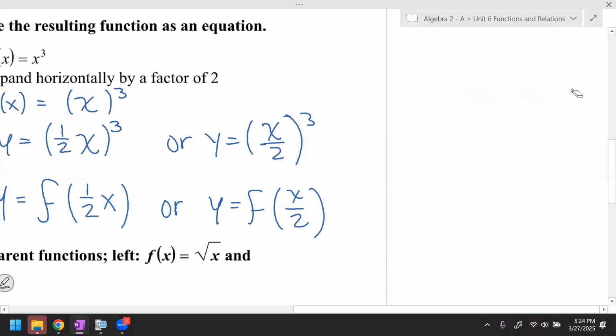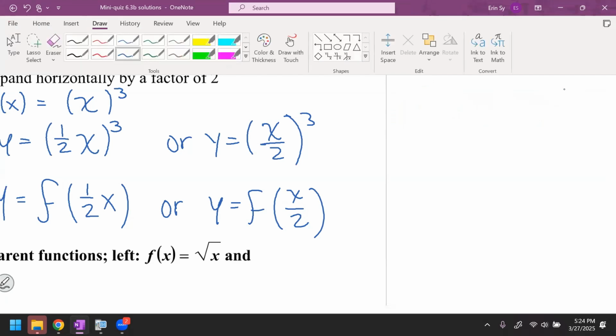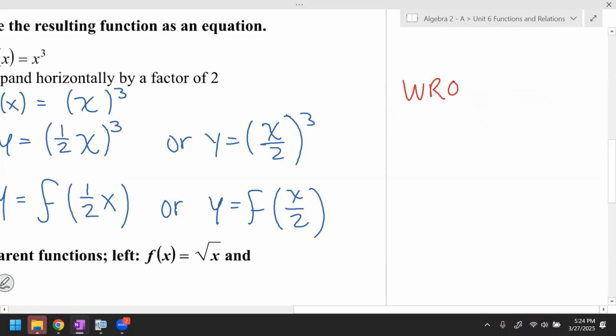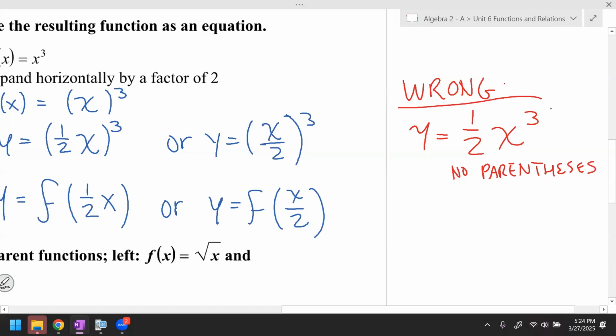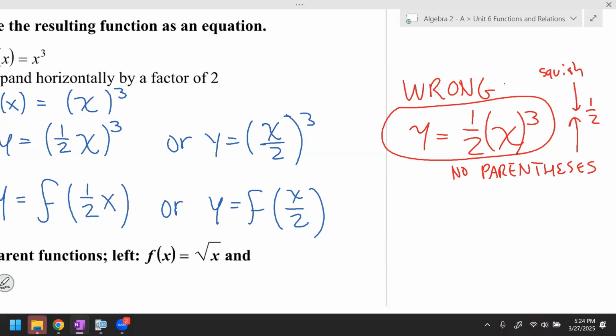What wouldn't be right, what would be wrong, though, I'll even draw it in another color, would be this, okay? Because this does not have any parentheses. So this would end up being a vertical squish by a factor of a half, because I could draw parentheses like this without changing the expression. Okay.